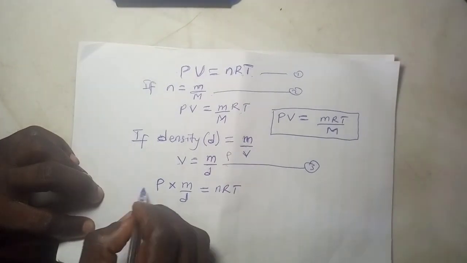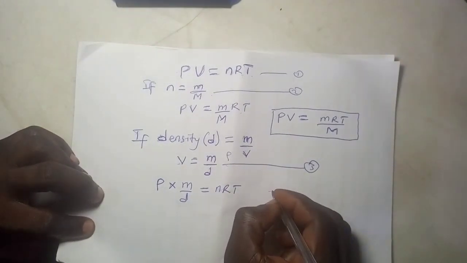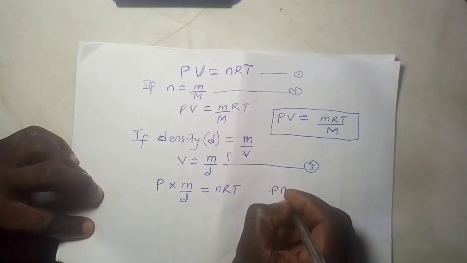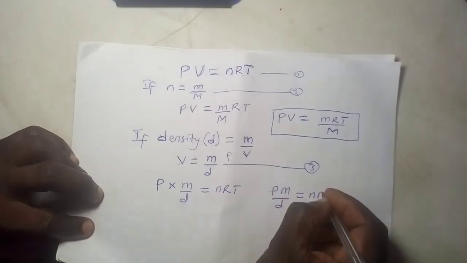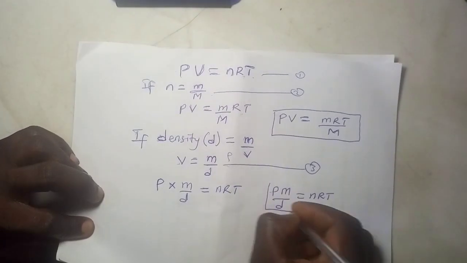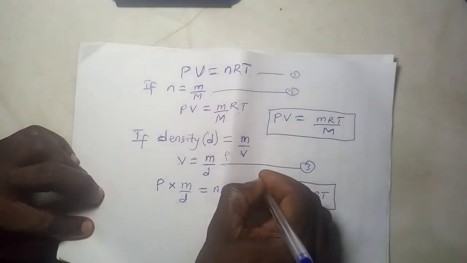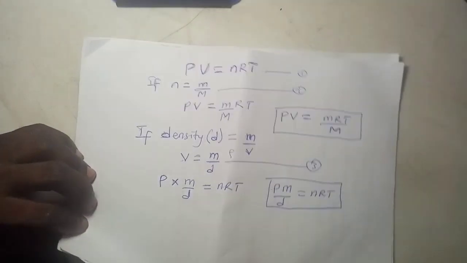nRT. This is another formula. You can see now that you have PM over D is equal to nRT. This is another formula that you can generate. You don't need to cram this, please. You can generate this formula.